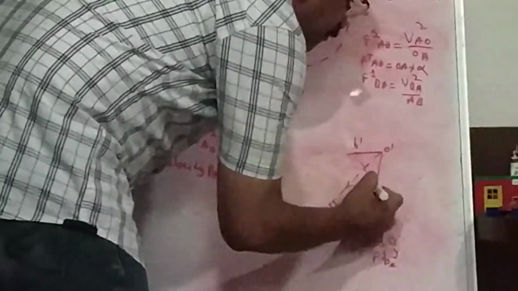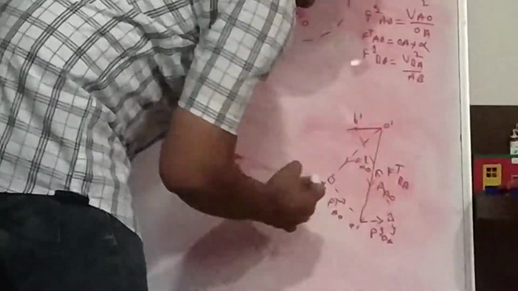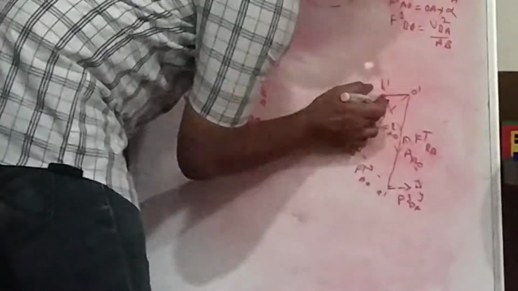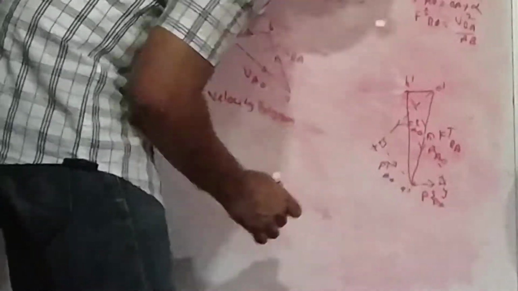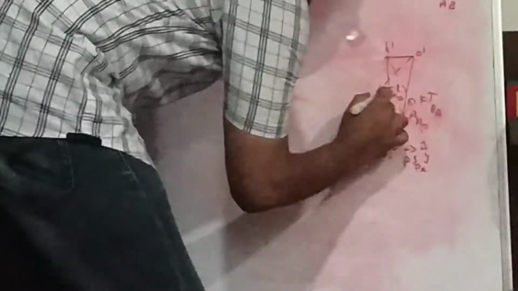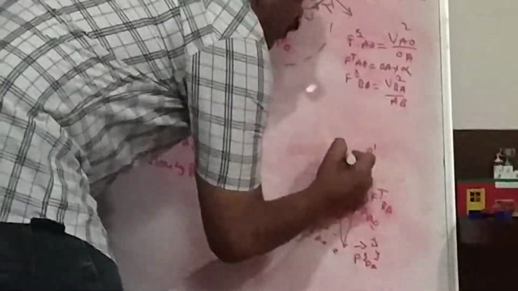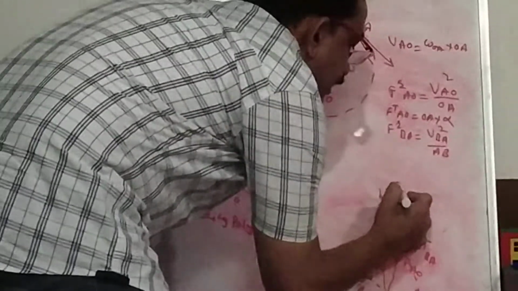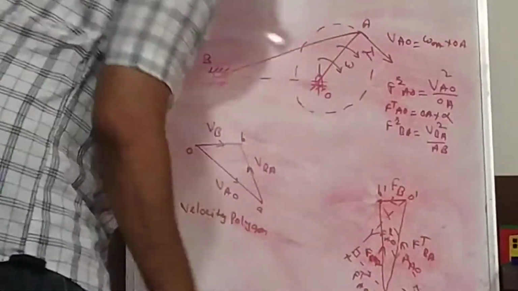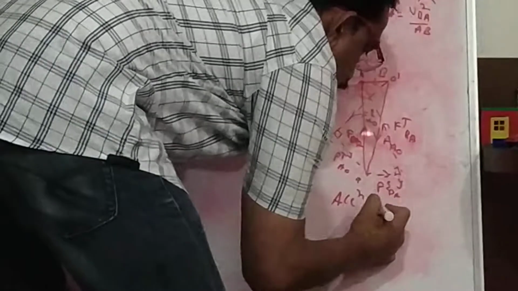So YB dash represents the tangential component of acceleration of B with respect to A. A dash B dash represents the total acceleration of B with respect to A. And O dash B dash represents the linear acceleration of slider B. So this diagram is called the acceleration polygon for single slider crank chain.